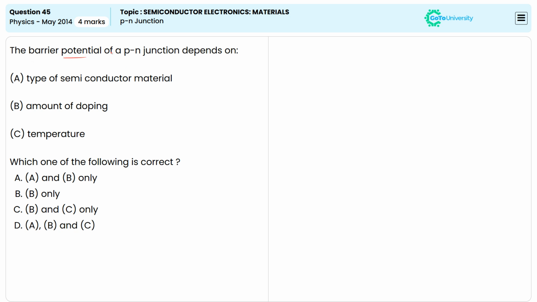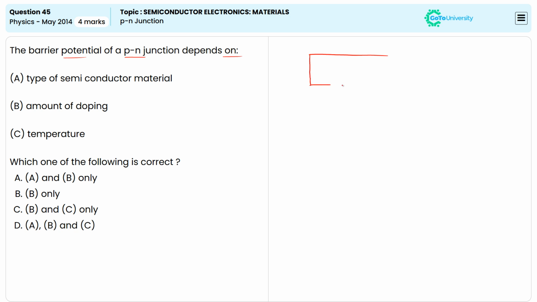The barrier potential of a PN junction depends on the type of semiconductor material, amount of doping, and temperature. Among the following four options, we need to find which is the right answer. Let me draw the PN junction and first understand the barrier potential here.